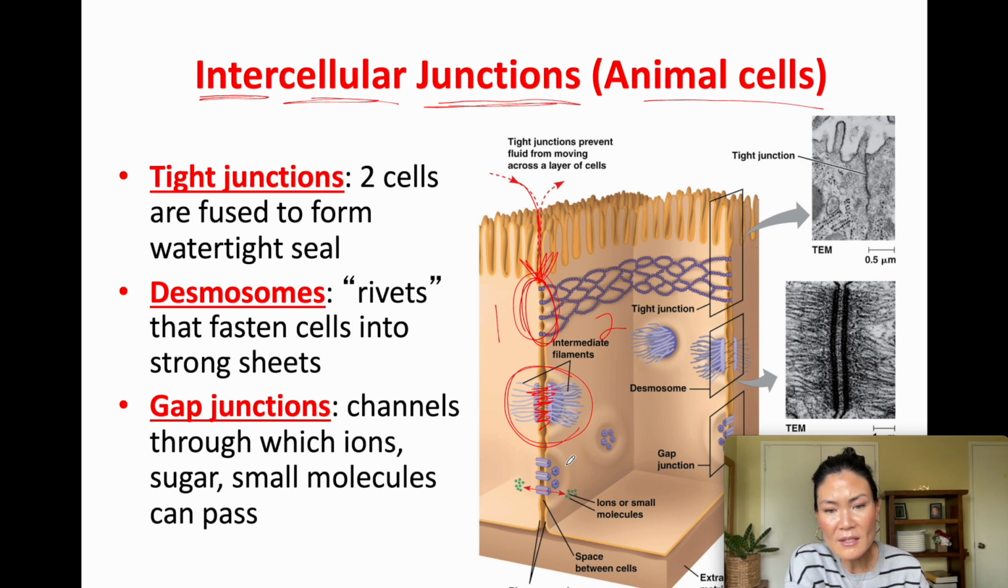Gap junctions have a different purpose. They're basically proteins that are like a little tunnel system, channels in which molecules can go through, like ions can go through them. So ions can go from one cell to the other cell. They're like little tunnels, okay? Small molecules can pass.